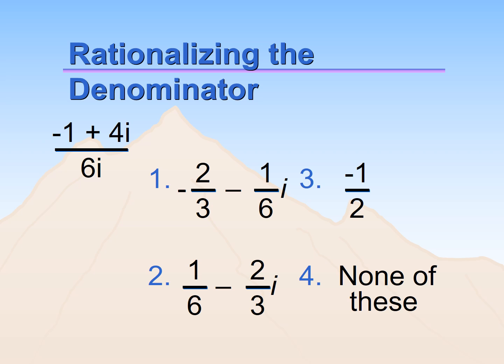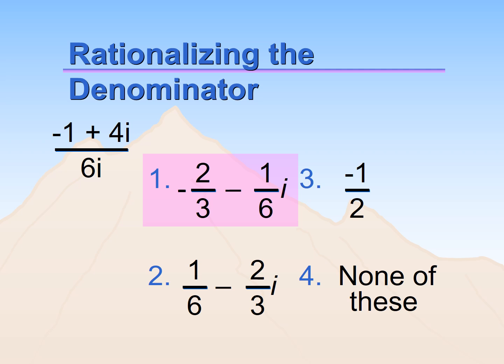All right, you try one like the previous question. Okay, you should have gotten option number 1. If you multiplied by i in the numerator and the denominator, you would have gotten negative 1i plus 4i squared divided by 6i squared. And then the i squares would become negative 1. And so that means you would have negative 1i plus negative 4 over negative 6.